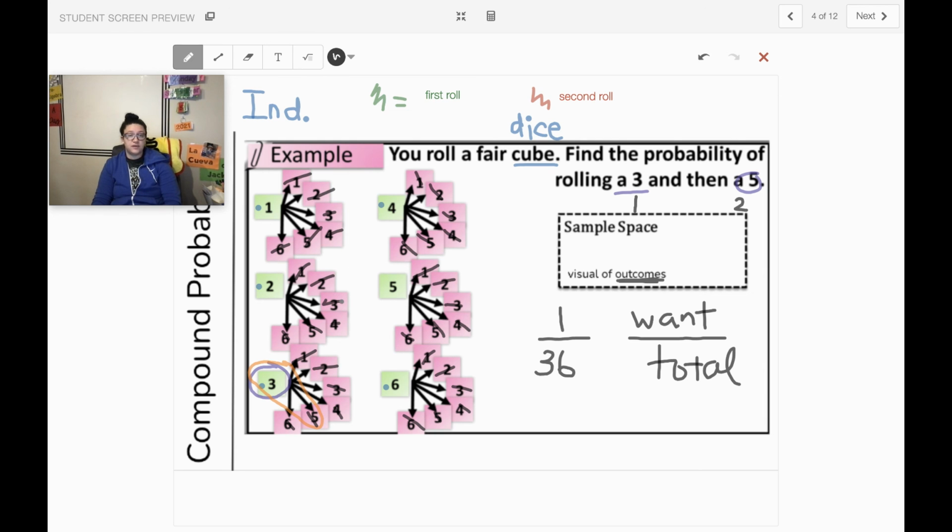This shows all the different answers that I could get. So my probability of rolling a 3 and then a 5 is one option out of 36 total. So that's how we would solve a problem with a sample space. Draw it all out, and then figure out how many options there are for what you want, over the total. That's one way to solve a problem, using the sample space. In the next video, I'm going to show you a formula that you can use to solve this problem.